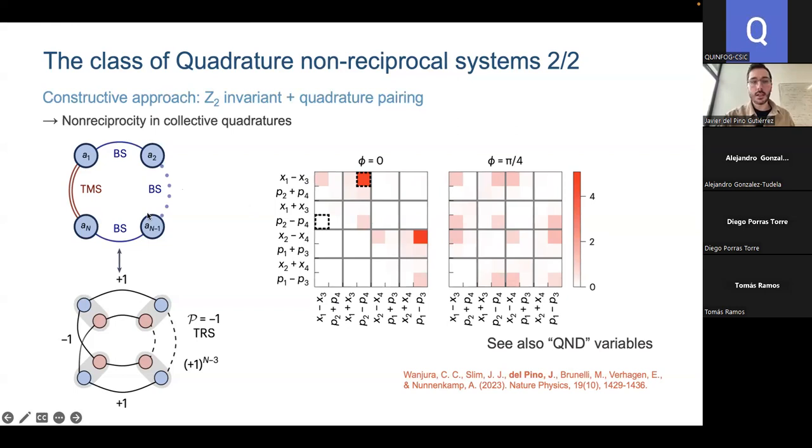This is now yet another case. It's experimental data. You see that now the non-reciprocity, or these asymmetries in the response matrix, happen only for these particular sets of quadratures. And we found that there is also a direct connection between these quadrature combinations that are non-reciprocal and the topic of quantum non-demolition measurements.